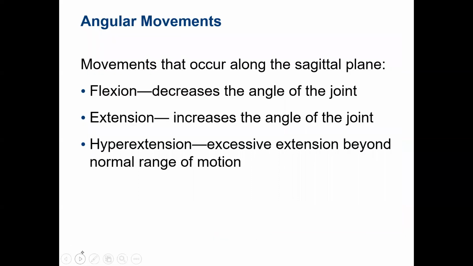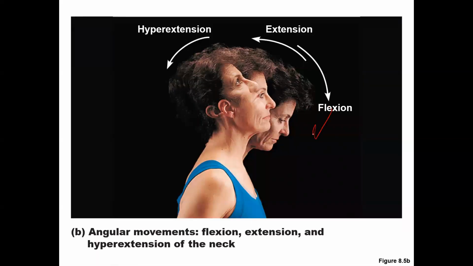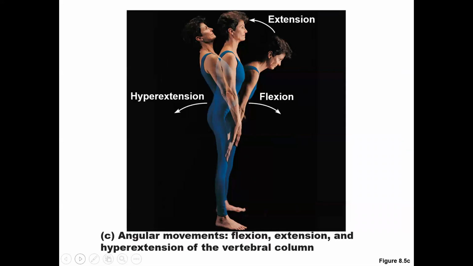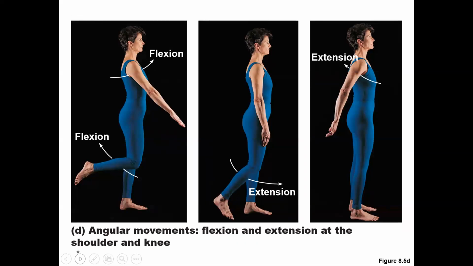Angular movements, like flexion and extension. Flexion decreases the angle of the joint, extension increases it. Hyperextension goes past that stopping point. So here's flexion, extension, hyperextension of the neck. Same thing with the vertebral column. Flexion, extension of the shoulder and the knee.